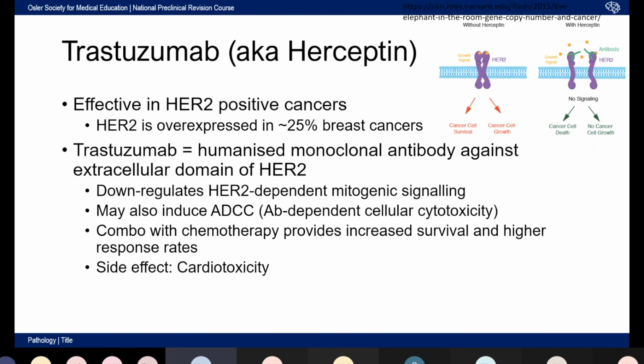Another example of a targeted therapy is trastuzumab. You may have heard of it as Herceptin. So HER2 is a member of the epidermal growth factor receptor family of transmembrane receptors. And HER2 is overexpressed in about 25% of breast cancers. And Herceptin is a monoclonal antibody that's directed against the extracellular domain of HER2 and leads to downregulation of mitogenic signaling. It may also induce antibody-dependent cellular cytotoxicity, which would kill the cancer cells. And it can be combined with chemotherapy to increase survival and response rates further. But it's only effective in those cancers which are HER2 positive.